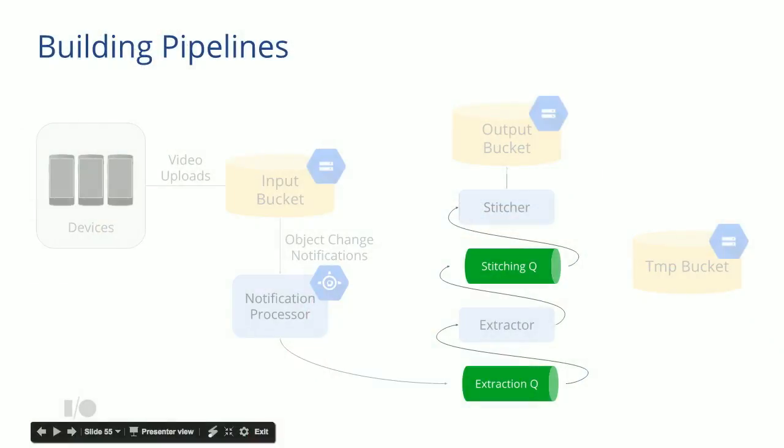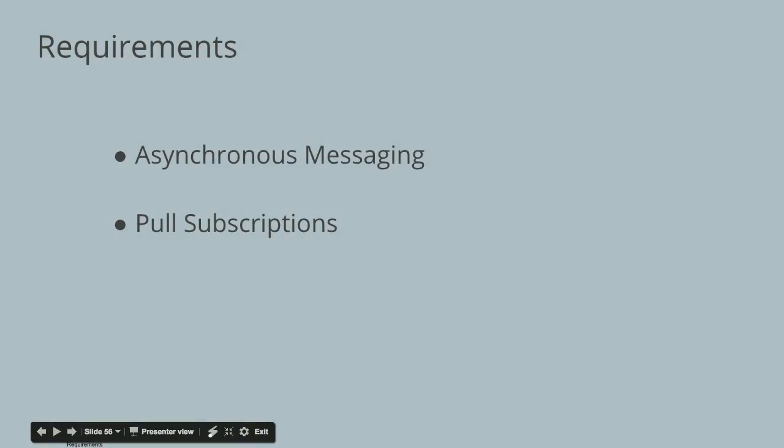So we're going to put 2 queues, one before the extractors and one before the stitchers. We're going to need asynchronous messaging and also pull subscriptions. And why do we need pull subscriptions? First of all, what are pull subscriptions?